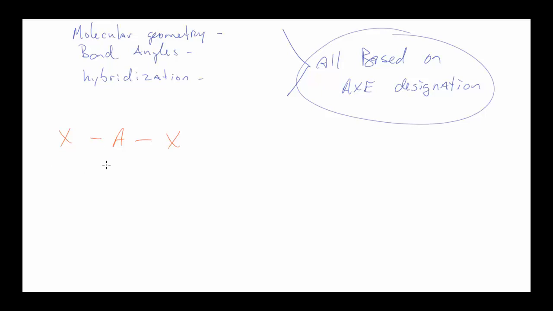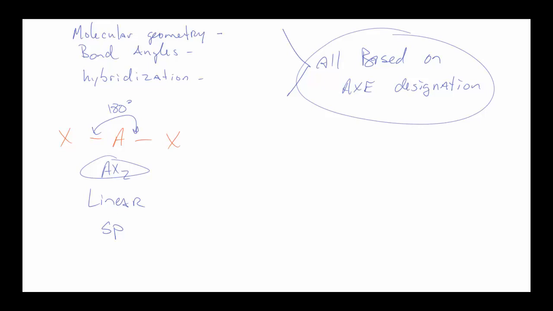So this particular molecule would be an AX2 designation. I know the molecular geometry is linear. I know that the bond angle between these two is 180 degrees, and I know the hybridization here is sp because there's only 2 orbitals involved in this, right? And so what we're looking at here is we'll see that all just by drawing the Lewis dot structure and assigning an AXE, I can get bond angle, I can get molecular geometry, and I can get hybridization.